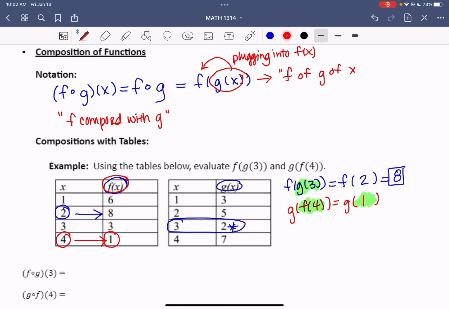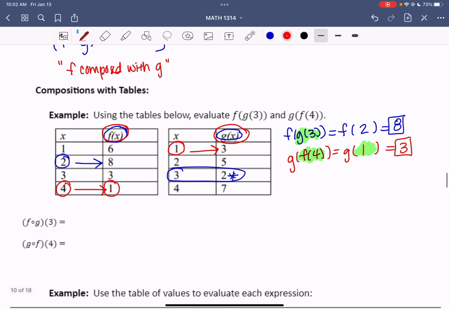Now I'm looking at g of 1, so that means I'm going to go to my g table, go to my x value of 1, and see what that leads me to, and that leads me to 3. So it's not a lot of computations. I'm not using a calculator, but I am interpreting this. And so the best advice I can give you is start from the inside and work your way out.